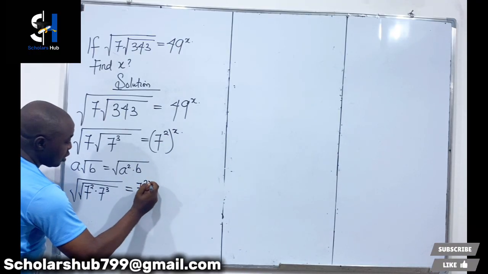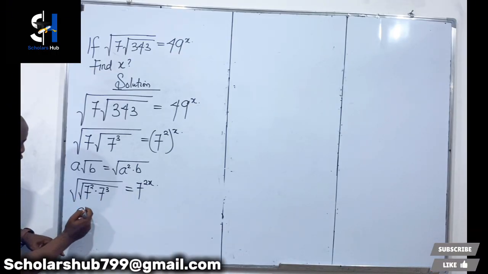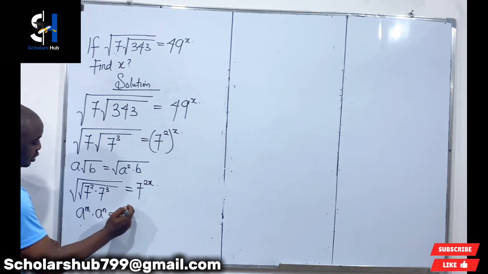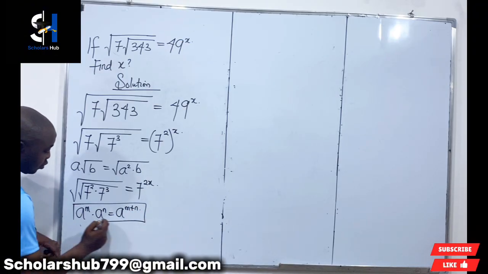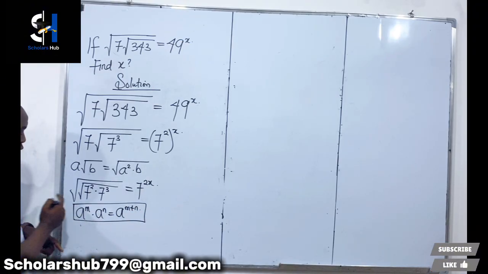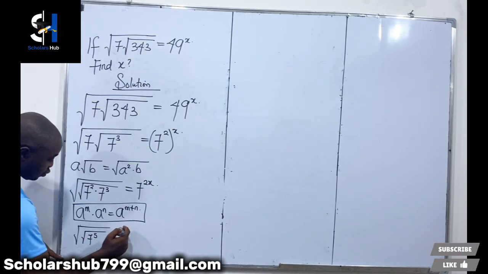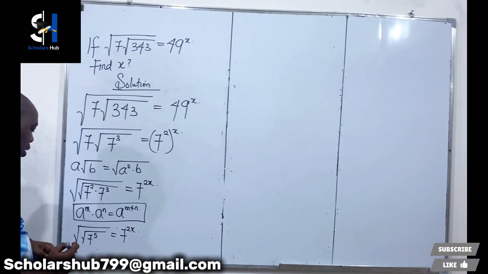That will be 2x. Now this is when we can apply the property a raised to the power of m multiplied by a raised to the power of n will be a raised to the m plus n. This is one of the properties of exponent. So from here we can write this to be the square root of root 7 raised to the power of 5 equals 7 raised to the power of 2x.